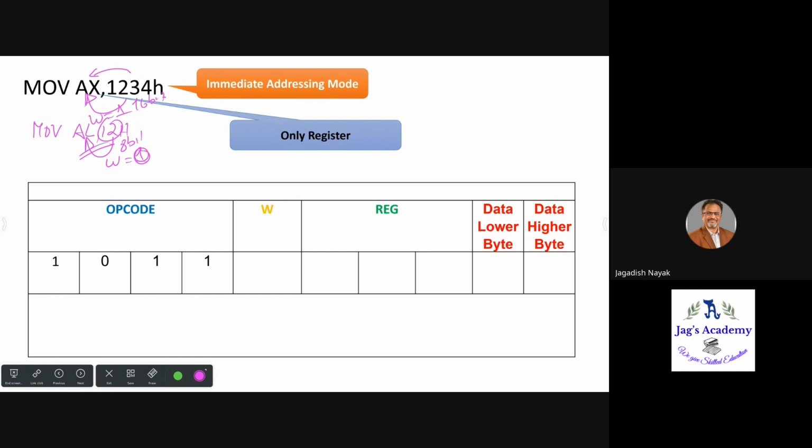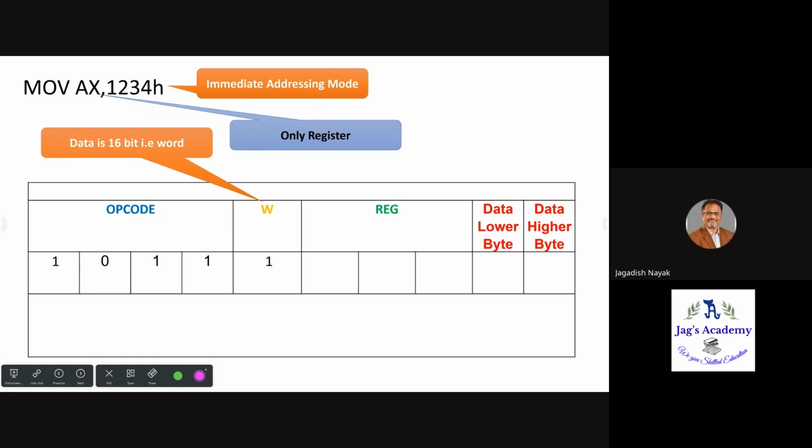1011. Then you will have a W bit. What is the W bit here? It is 1 because it's a 16-bit transfer. Okay, now the W bit is 1, because it is 16-bit. Look at this. The W bit is 1.